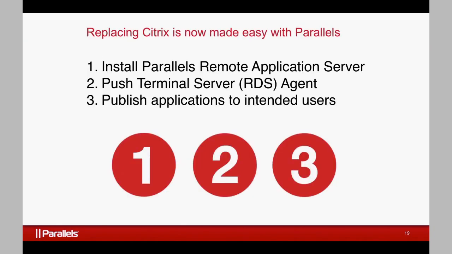So when we talk about Citrix replacement, there are 3 steps. Install Parallels Remote Application Server in your farm, push the terminal server and RDS agents, and publish the applications to the intended users. You can create groups, leveraging user groups from Active Directory. So the integration is automatically implemented.